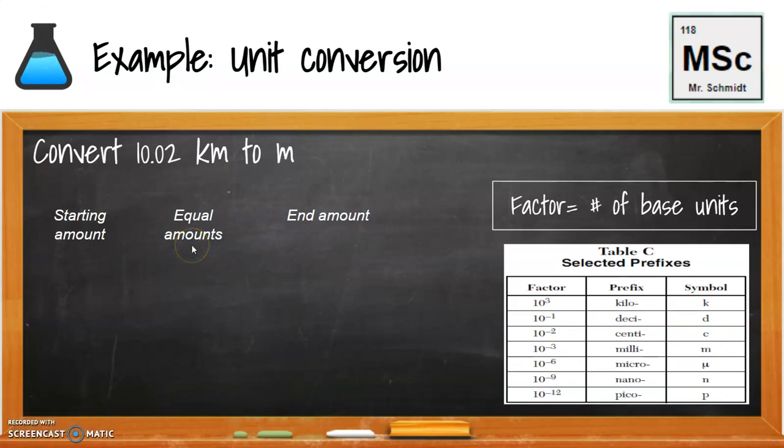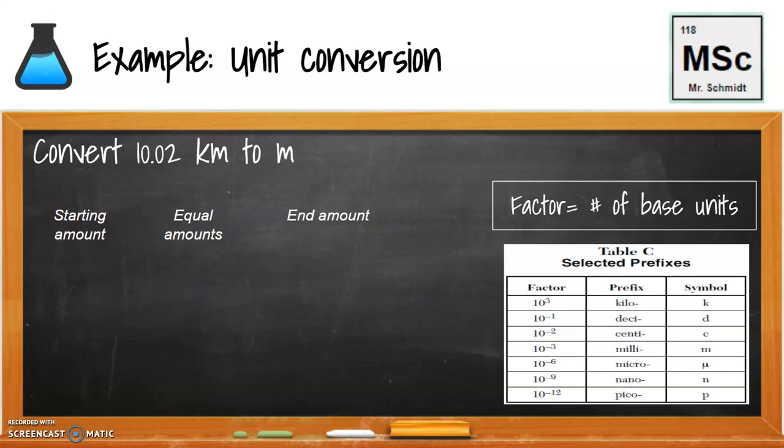So here I have an example conversion. I want to convert 10.02 kilometers to meters. I'm going to set it up in a process called dimensional analysis. I know that in the past when you've done conversions, you've moved the decimal point to the left or to the right by a certain number of places, and that's totally okay. You can certainly do that.